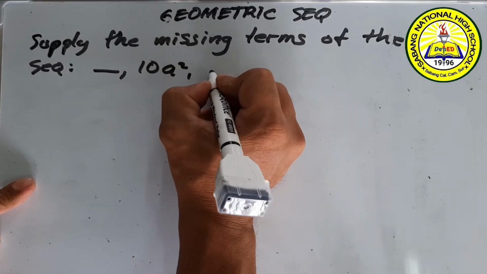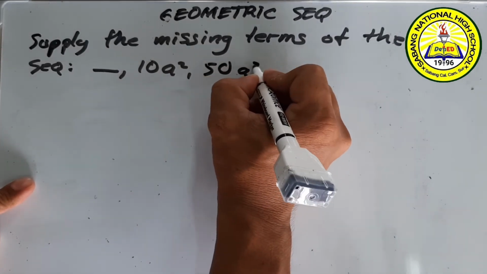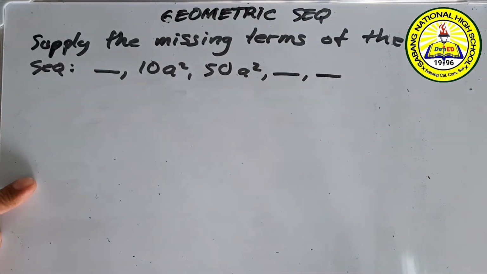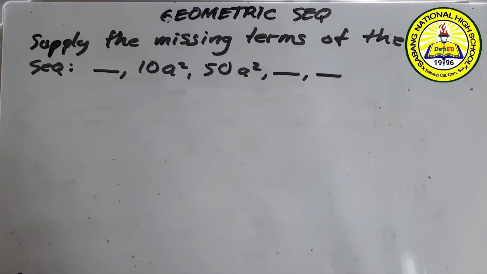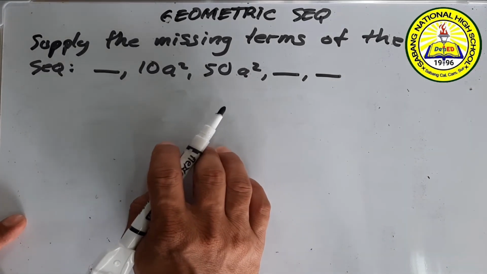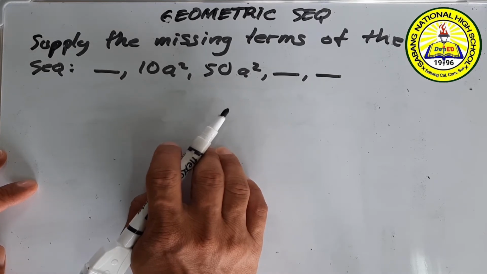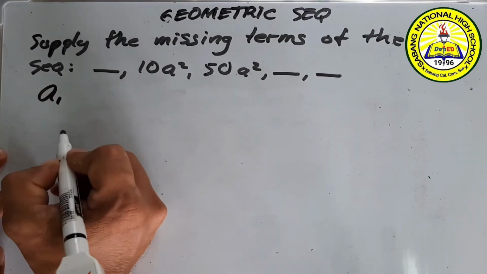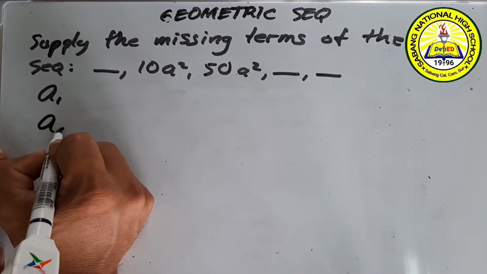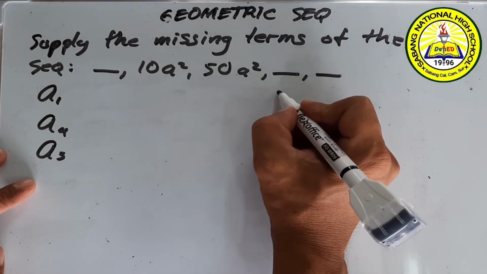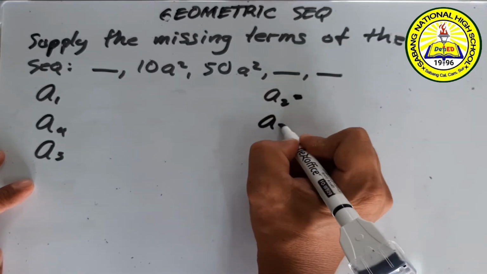Blank, 10a squared, 50a squared, blank, blank. Okay, so let us say that the problem is asking for a geometric sequence. Supply the missing terms of the geometric sequence blank, 10a squared, 50a squared, blank, and blank. So what is being asked is a sub 1, a sub 4, and a sub 5. What is given is a sub 2 and a sub 3.